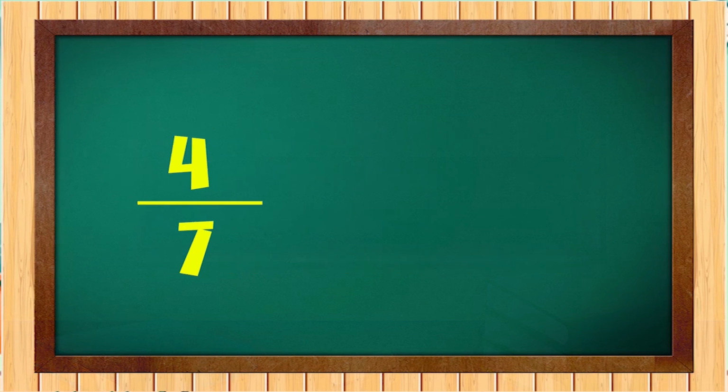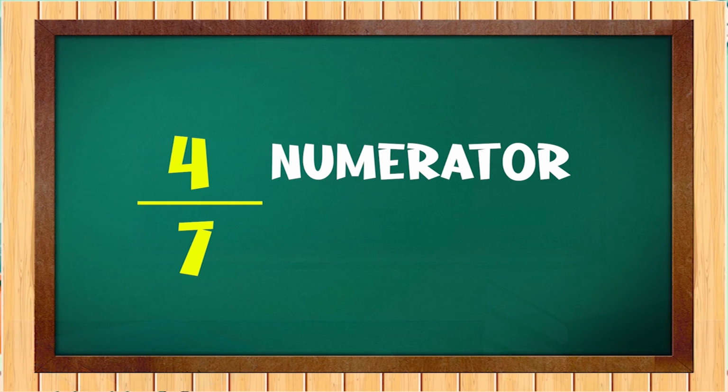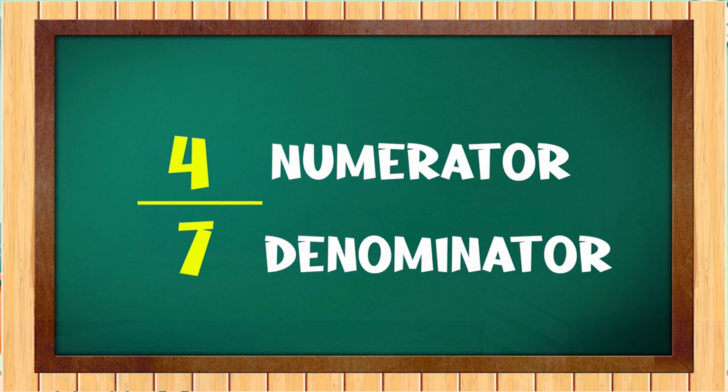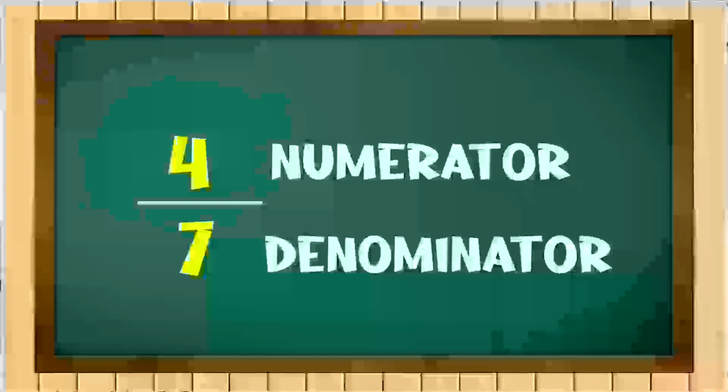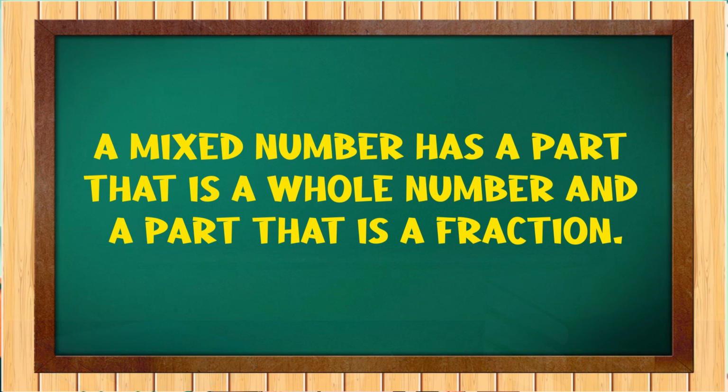Let's look at the fraction 4/7. 4 is the numerator, the number of parts we are talking about. 7 is the denominator, the number of equal parts the whole is divided into. Let's look at what is a mixed number. A mixed number has a part that is a whole number and a part that is a fraction. Therefore, boys and girls, a mixed number is a combination of a whole number and a fraction.